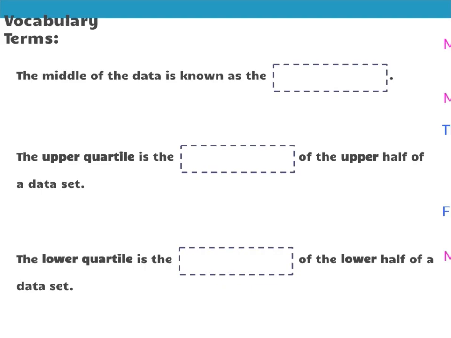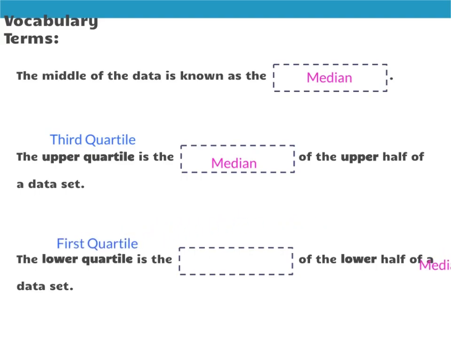So taking a look at our vocabulary terms, the middle of the data set is going to be known as the median. We have the data broken into 4 parts or quartiles. The upper quartile, also known as the third quartile, is going to be the median of the upper half of the data, and the lower quartile, also known as the first quartile, is going to be the median of the lower half of the data set.